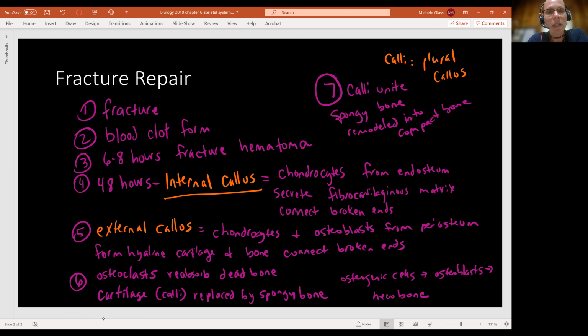Step 6 is when osteoclasts are going to reabsorb the dead bone. We're going to have calli being replaced by spongy bone, and we're getting those osteogenic cells to divide to make osteoblasts to help us form that new bone. So all three of those things are happening together as part of step 6. In step 7, we see that the calli unite and we get full remodeling. So spongy bone, which was formed first, is going to be remodeled into compact bone. So that ultimately this area of repair will be seamless.